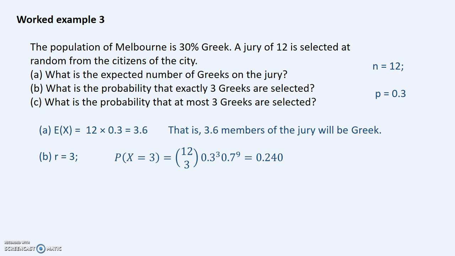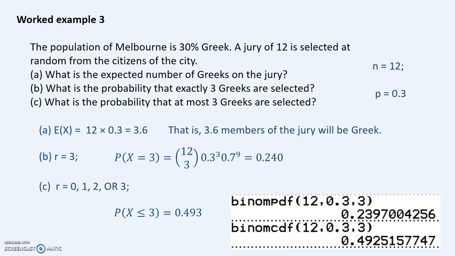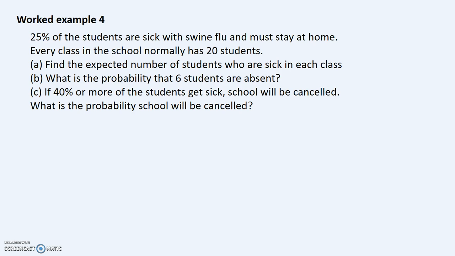Again, you can do that with binomial PDF on your calculator. At the most 3, that's 3 or 2 or 1 or 0. And the best way to do that is with CDF on your calculator. You can also work out this formula for 3 and 2 and 1 and 0 and add them together.